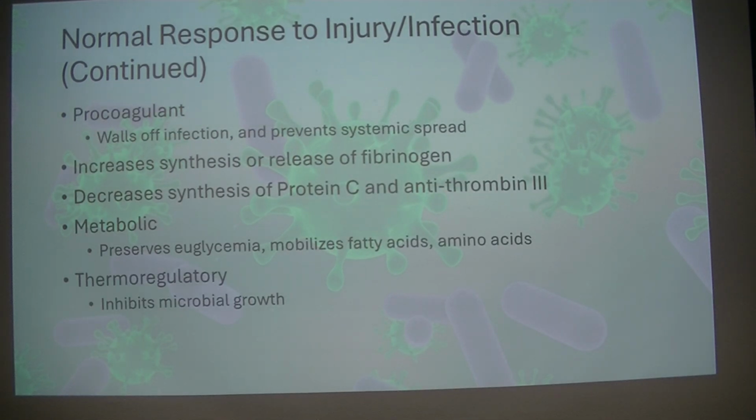Then you go to the procoagulant phase, which walls off the infection and prevents systemic spread, which increases synthesis or release of fibrinogen. Then you decrease the synthesis of protein C and antithrombin 3. Then you go to the metabolic phase, which preserves euglycemia, so normalizing blood sugar, mobilizes fatty acids and amino acids, and then the thermoregulatory phase, which inhibits microbial growth.